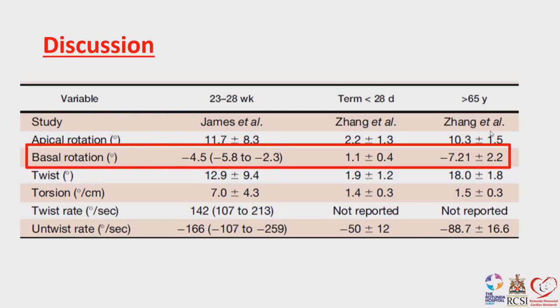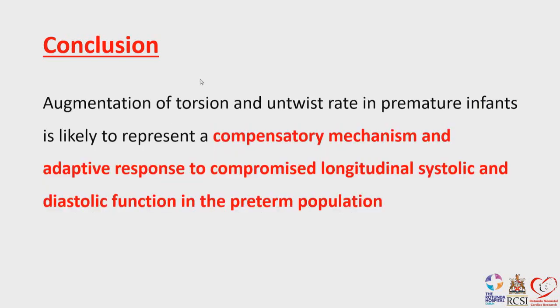What's interesting is that when you look at adult studies, in individuals over 65 years of age, they are also having increased basal rotation. Again, because as you age, your heart will become more fibrotic, you'll have more diastolic dysfunction. So we're seeing that kind of compensatory mechanism kicking in in older adults. So, in conclusion, we feel that augmentation of torsion and untwist rate in premature babies is likely to represent a compensatory mechanism and an adaptive response to compromised longitudinal systolic and diastolic function in premature babies.